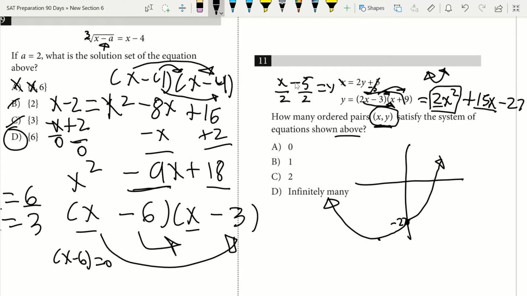And we see our other equation, we have a y-intercept of negative 5 over 2, right? And we are increasing there. So if we were to simply plot it, we'd see that it looks something like that, right? So we see it's going to cross each other twice. Therefore, there are 2 ordered pairs that are solutions there.